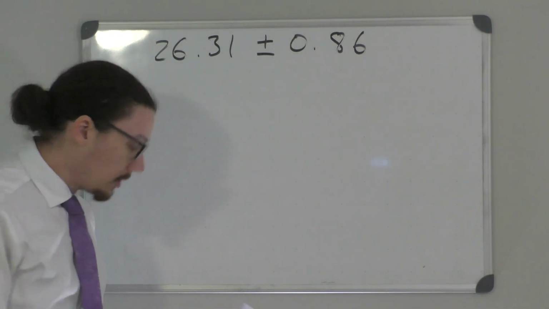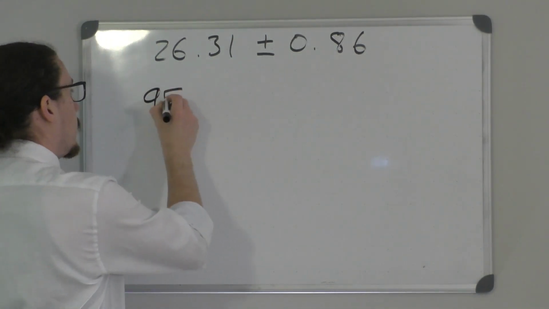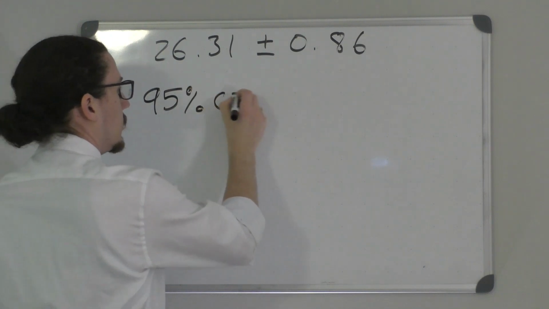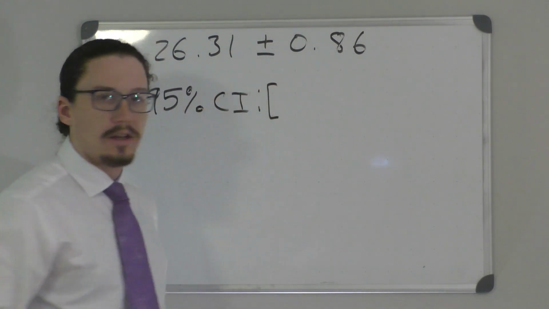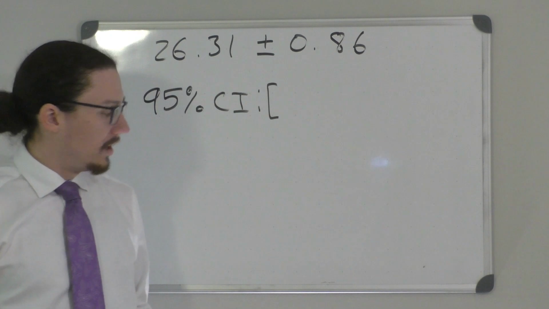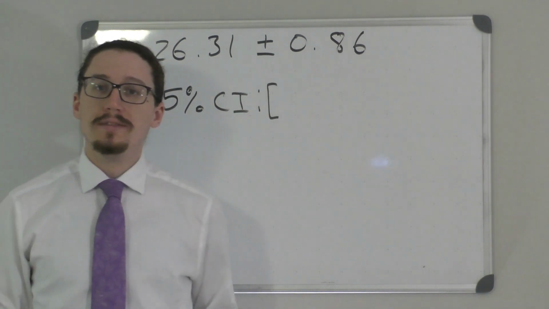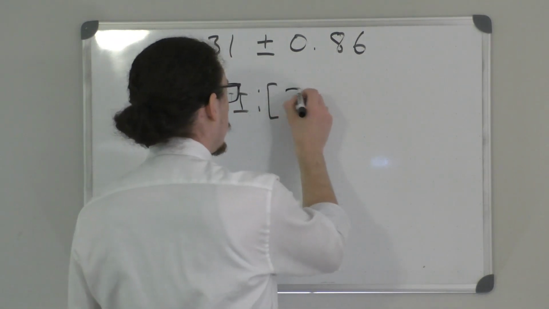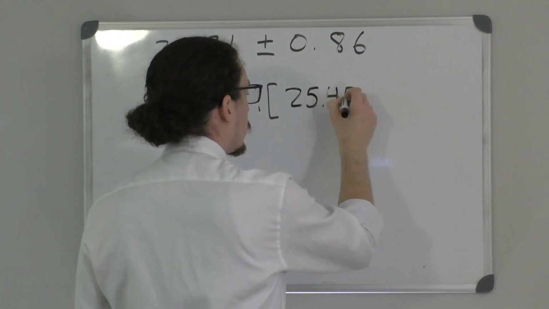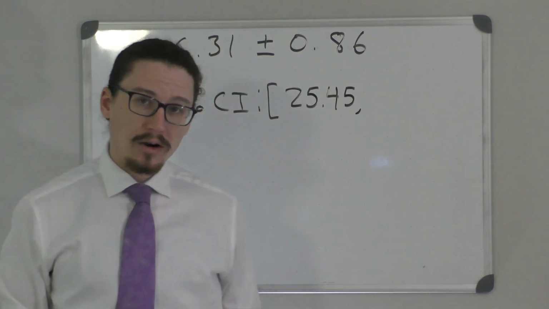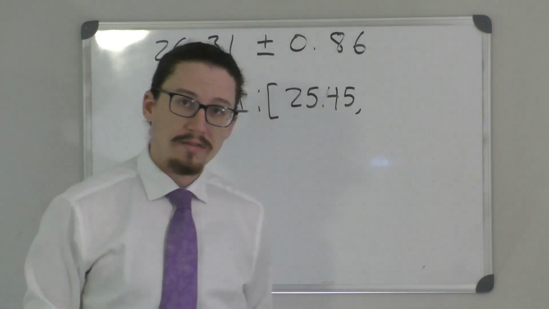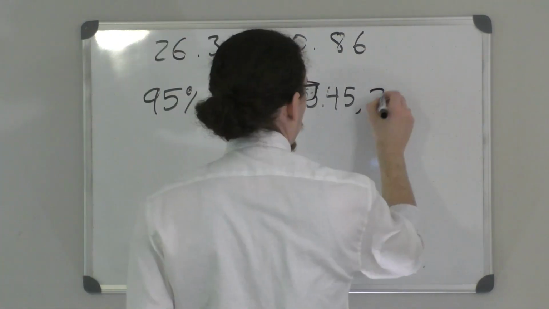So once we do that, we're going to end up with our 95% confidence interval, right? Our lower boundary will be 25.45, and our upper boundary will be 27.17.